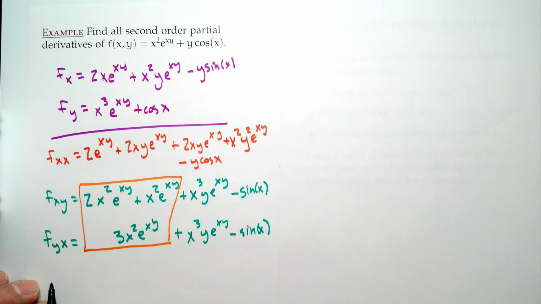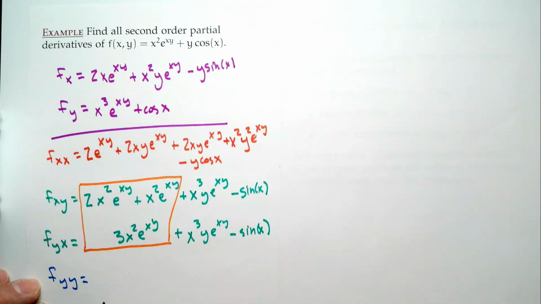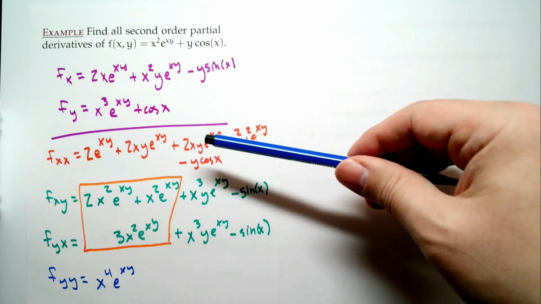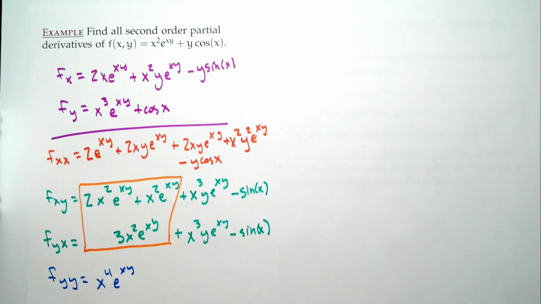Okay, rounding the corner here. F sub y, y. Well, what do you get? x cubed e to the xy, take the derivative of that with respect to x, you end up with x to the fourth e to the xy. Derivative of cosine x with respect to y, 0. Doesn't depend on y. So you can see that these are different. The f_xx versus f_yy, they're very different types of functions. So you have to do the work. You have to do the work.